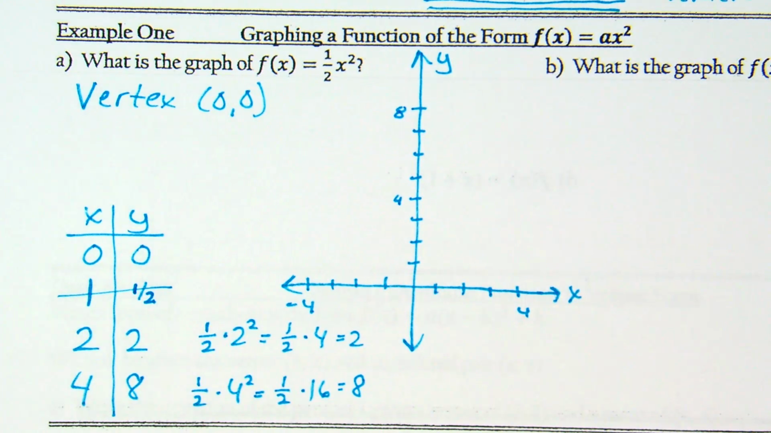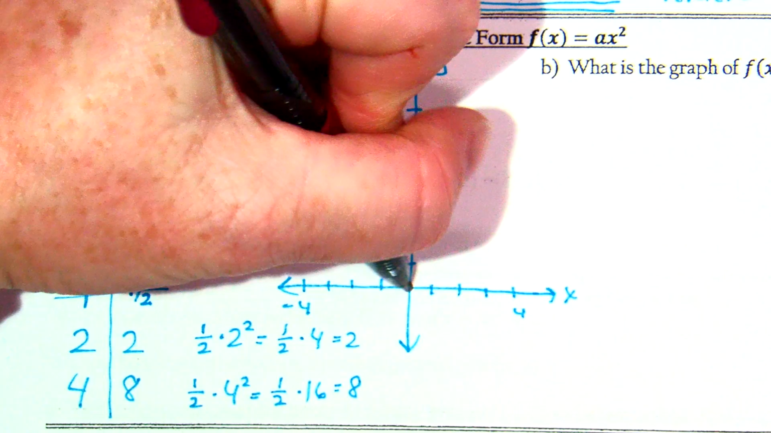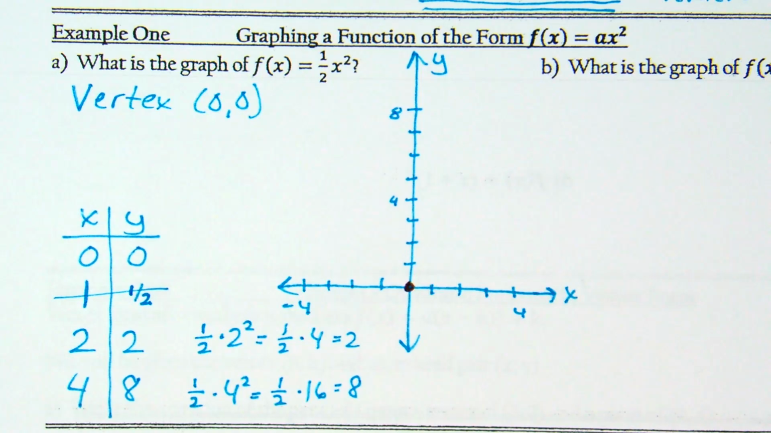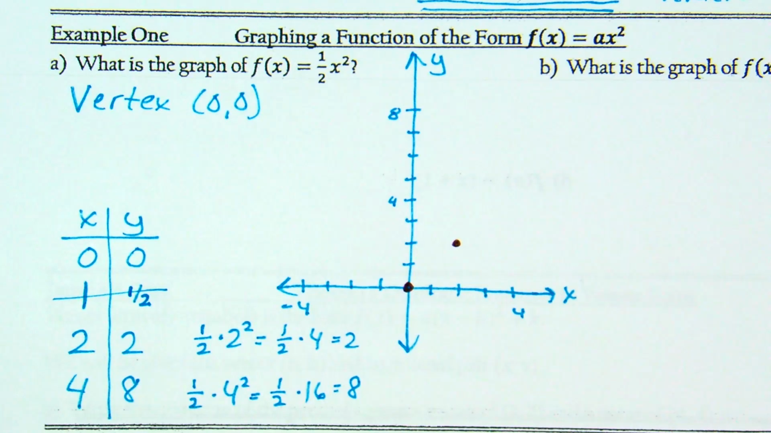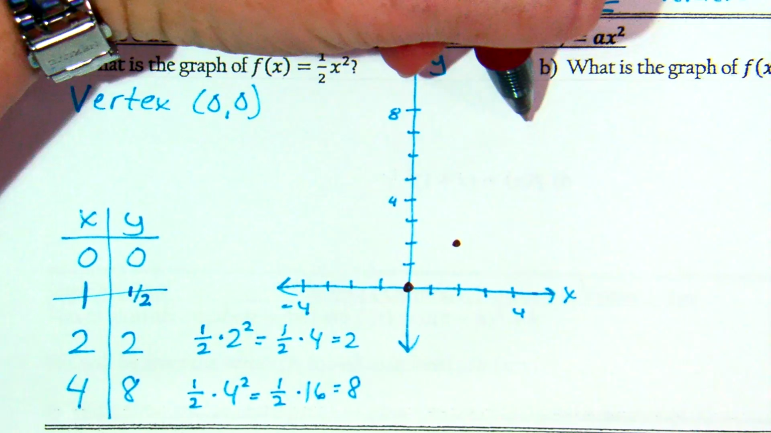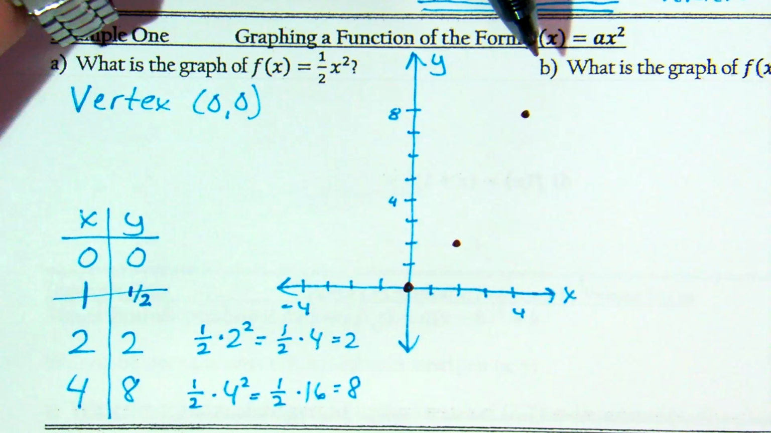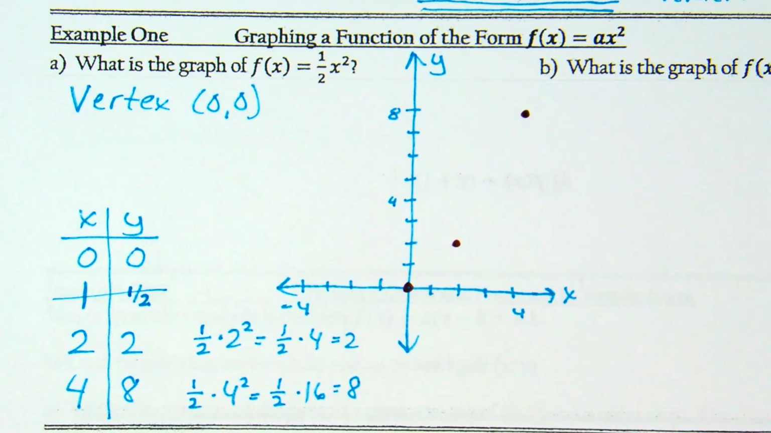Okay, start graphing when you're ready. We have a dot at 0, 0. We have a point at 2, 2, which says I'm going to go right 2, up 2. And I have a point at 4, 8. So I'm going to go right 4, up 8. What's wrong with my graph here?